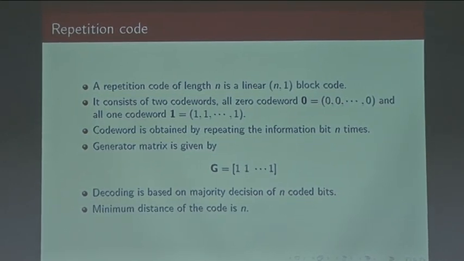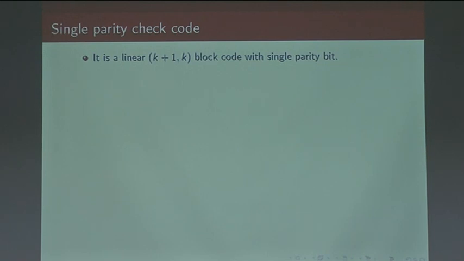The minimum distance is the minimum weight of a non-zero code word. In this case, there is only one non-zero code word, corresponding to 1. So basically it will be n. Now, the second code I am going to talk about is the single parity check code. Again, a very simple code, but with interesting applications. As the name suggests, in a single parity check code we are adding one parity bit. So if your information length is k, n is k plus 1.